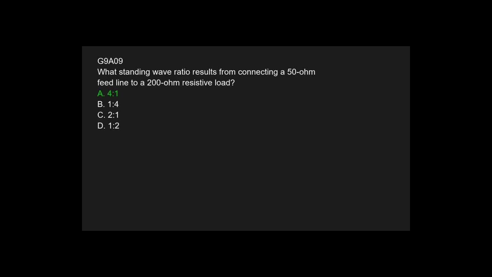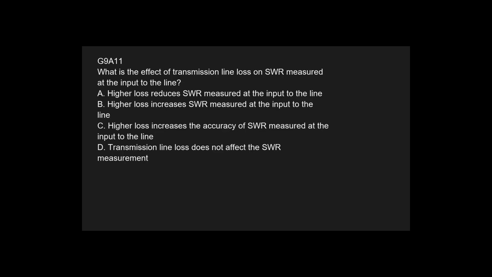Question. What standing wave ratio results from connecting a 50 ohm feed line to a 200 ohm resistive load? The correct answer is A. 4:1. Question. What standing wave ratio results from connecting a 50 ohm feed line to a 10 ohm resistive load? The correct answer is D. 5:1.